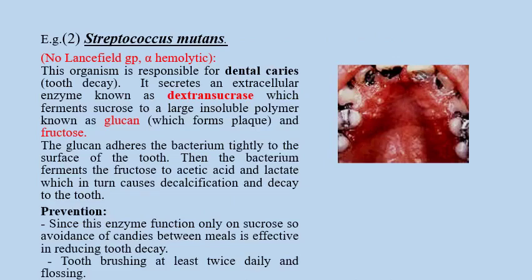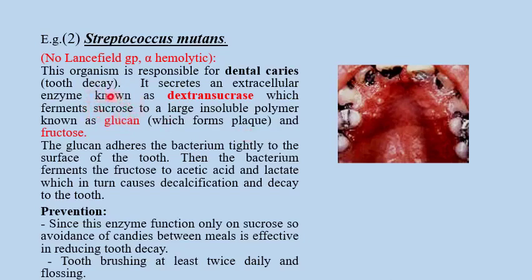The second example of the Viridans group, Streptococcus mutans. Streptococcus mutans is also non-Lancefield, has no Lancefield group, and it is alpha hemolytic. This organism is responsible for dental caries or tooth decay. It secretes an extracellular enzyme known as dextran sucrase. The substrate for this enzyme is sucrose. It ferments sucrose, converting it to a large insoluble polymer known as glucan, whose common name is plaque, and fructose. Of course, where will sucrose come from?